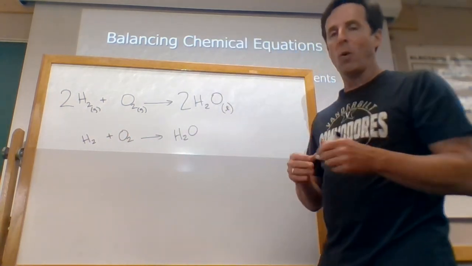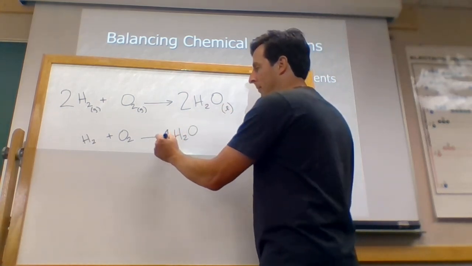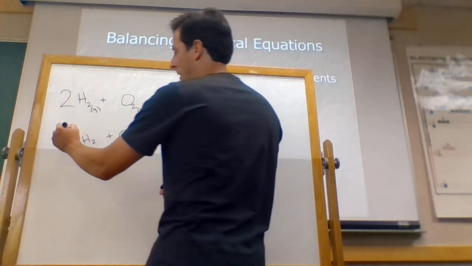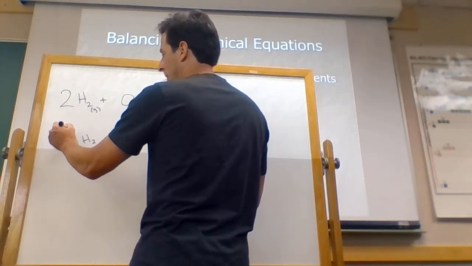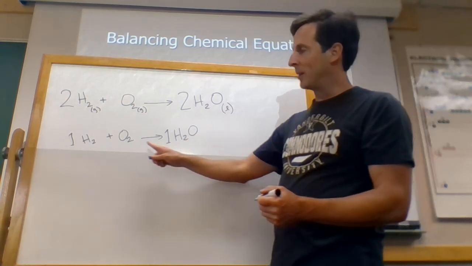but if I want to make 1 mole of the product, if I lock this in as a 1 right here, then that means I'm going to need a 1 in front of hydrogen, which is fine. But to get 1 oxygen atom, that's only going to be half of NO2.